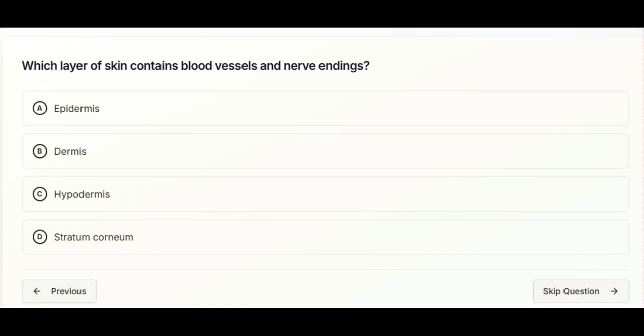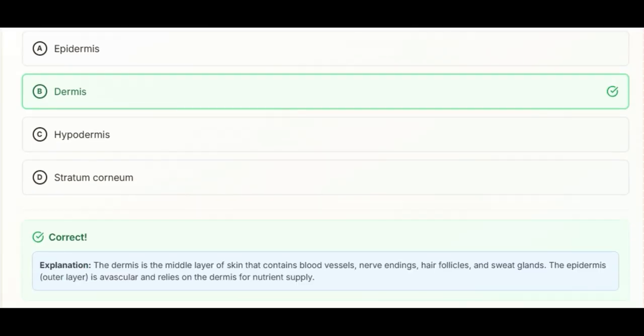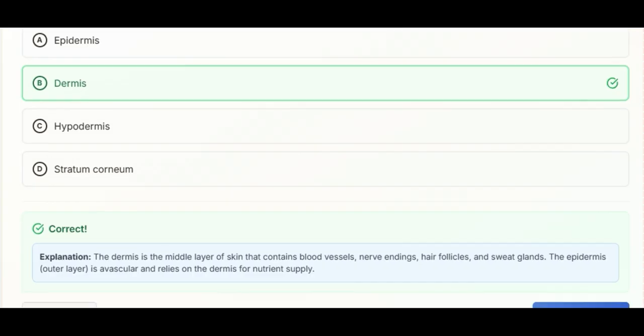Which layer of skin contains blood vessels and nerve endings? Epidermis, dermis, hypodermis, or stratum corneum? Dermis. The dermis is the middle layer of skin that contains blood vessels, nerve endings, hair follicles, and sweat glands. The epidermis, outer layer, is avascular and relies on the dermis for nutrient support.